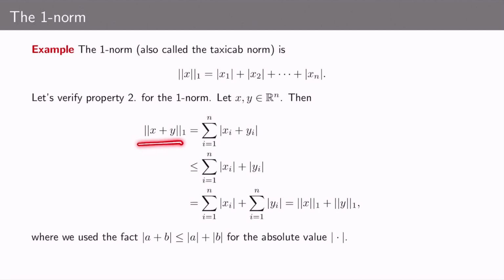The 1 norm of x plus y, by definition, is the sum of the absolute values of the components. Now, the triangle inequality for the absolute value says that the absolute value of xi plus yi is less than or equal to the absolute value of xi plus the absolute value of yi. So by replacing each one of these with this, we get a less than or equal to in the sum. Now, let's split up the 2 terms of the sum here into the sum of absolute value xi and the sum of absolute value yi, which are, by definition, the 1 norm of x plus the 1 norm of y.